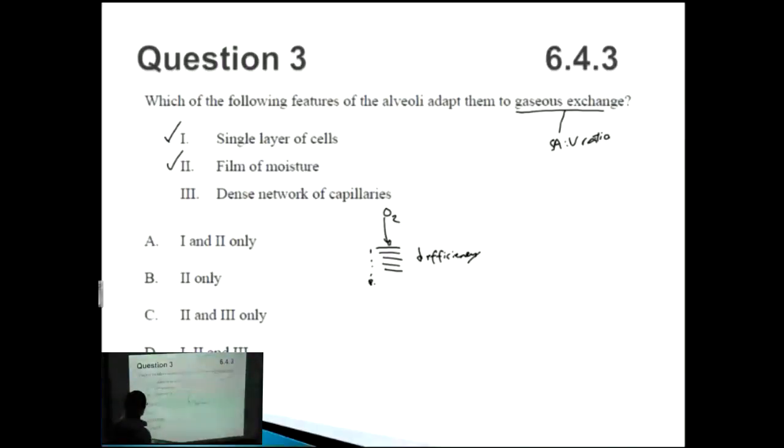And 3, a dense network of capillaries. So once again, if we have capillaries at the bottom or at the other side of this cell layer, then what can happen is that the oxygen can dissolve into the bloodstream and get taken away. And then this helps to maintain the concentration gradient.